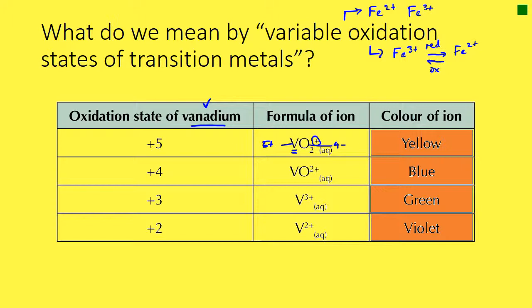Okay, so the V in VO2+ is +5, and that appears as a yellow solution. Whereas VO2+, so that's one vanadium, one oxygen, but 2+, that's +4, and that's blue. Whereas V3+ is green, and V2+ is violet. And while we're at it, let's just name this ion here. This VO2+ ion is called the vanadate ion.